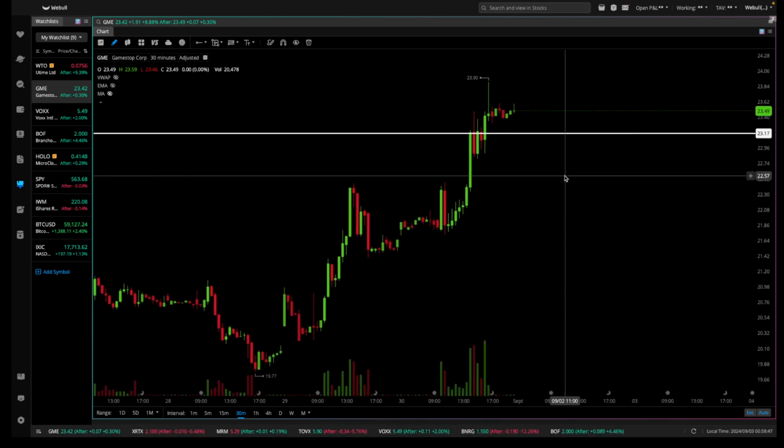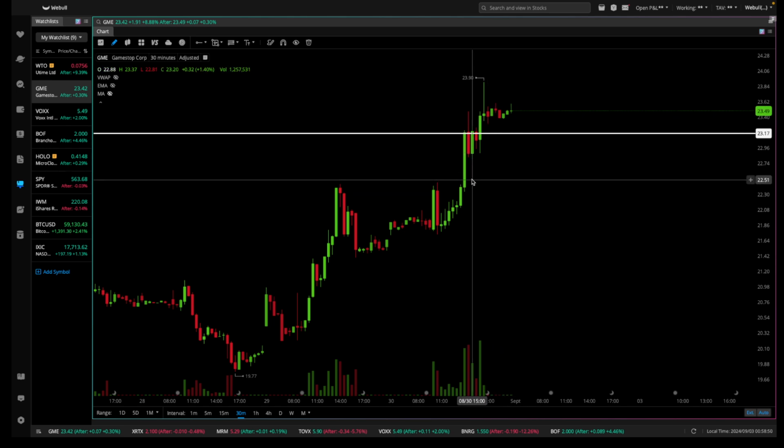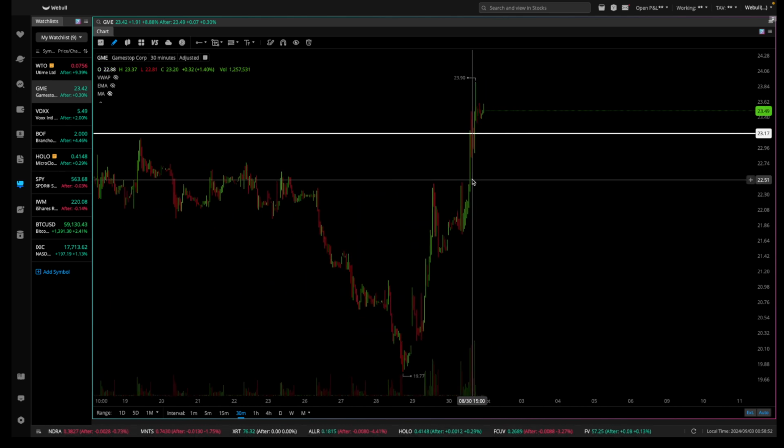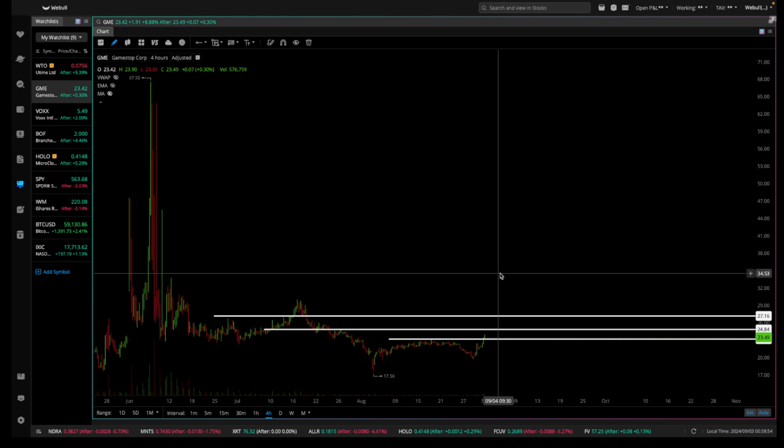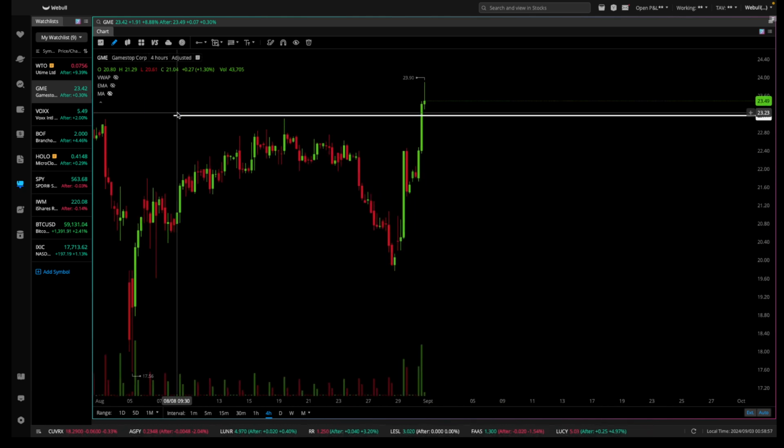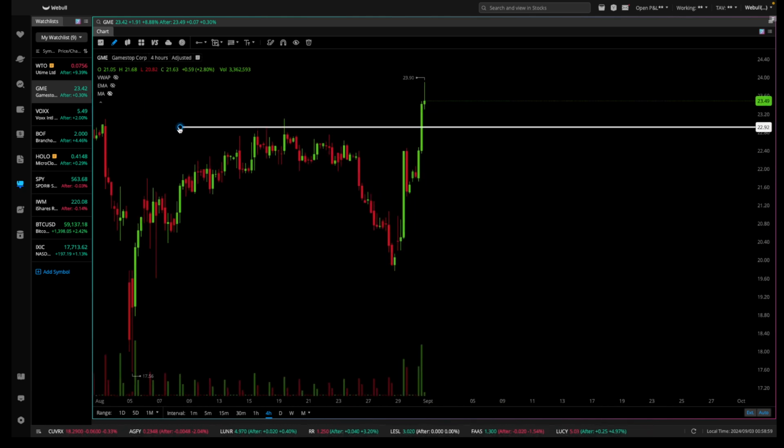So what I would do here is, let's say we entered on the break around 22.5. I will look left and I will look for significant areas. I can't really see anything on the small time frame, so I'm switching to the 4-hour chart. My first area would have been around 22, 23-ish.